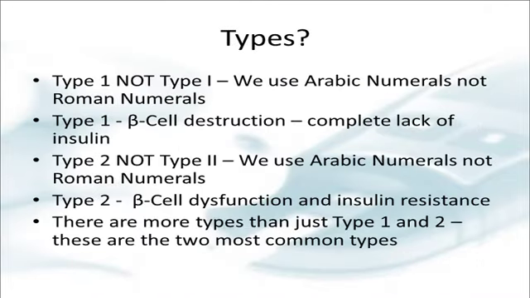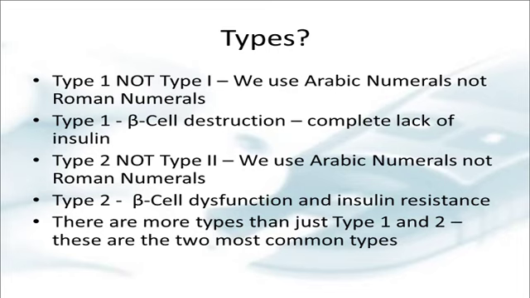Now there are two types of diabetes. There's type 1 and type 2 diabetes. Just remember that we use the Arabic Indian numeral 1, right? Not the Roman numeral 1, because type 1 diabetes is essentially about beta cell destruction and there is a complete lack of insulin, whereas in type 2 diabetes, remember that it is the Arabic numeral type 2 and not the Roman numeral type 2. There is more beta cell dysfunction and insulin resistance.